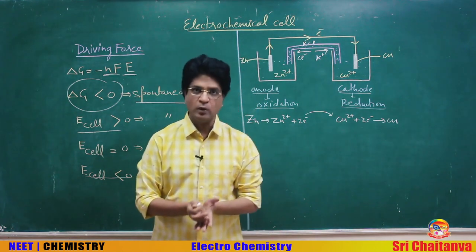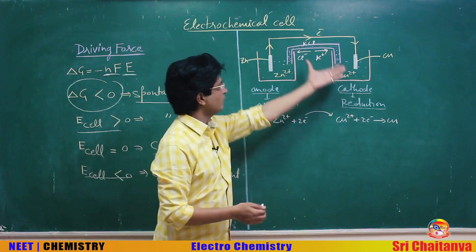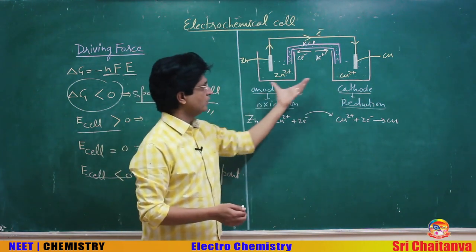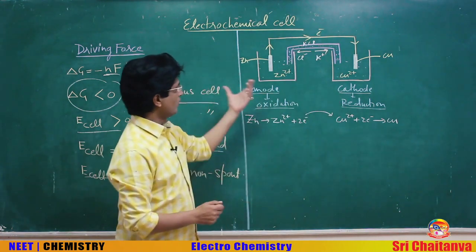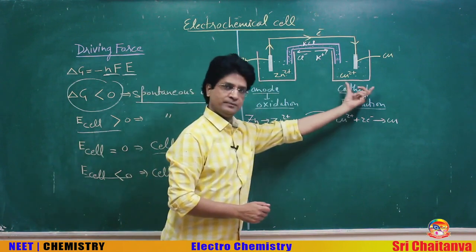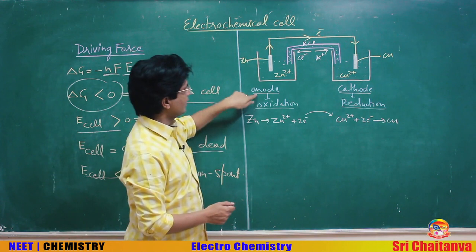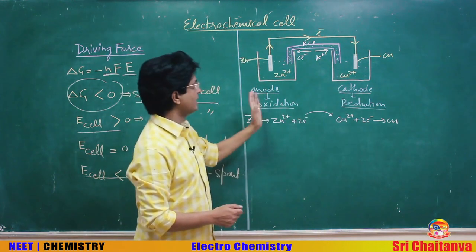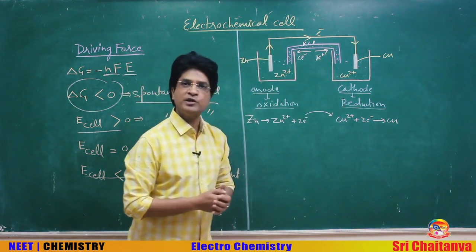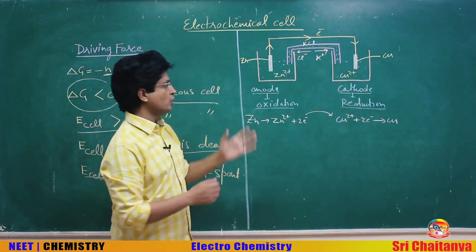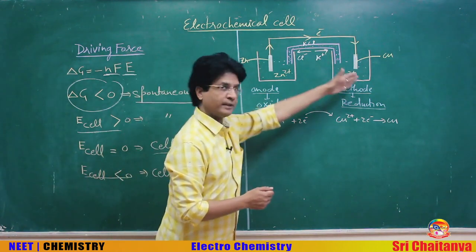Let's take one example of electrochemical cell, which is called the Daniell cell. Here we have two half cells, anode and cathode. I am using zinc at the anode and copper at the cathode. I am assuming that this combination will give me a spontaneous chemical reaction. So what actually happens the moment I connect it?